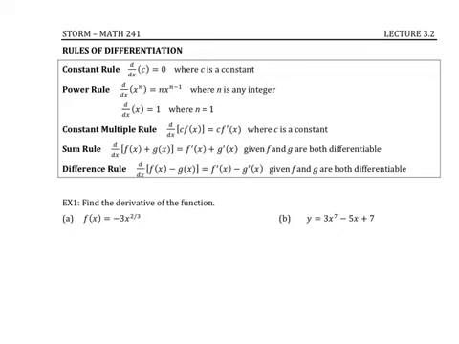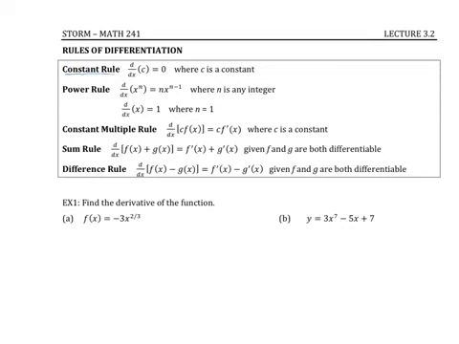In section 3.1, we learned how to compute the derivative using the limit definition, but that's actually very long and tedious. So what we're going to do in 3.2 and 3.3 is introduce some rules for computing derivatives so that you don't have to use the limit formula. So let's look at this first rule. It's called the constant rule.